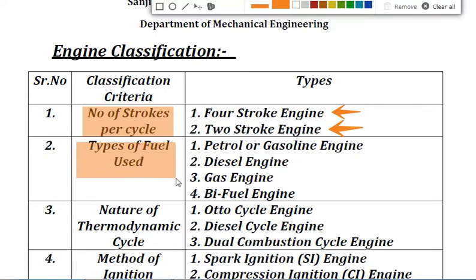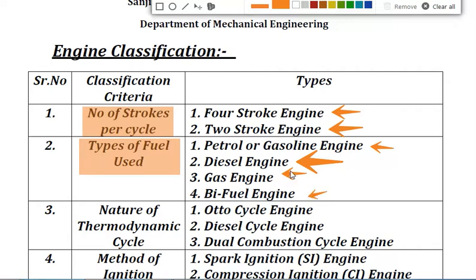Next, type of fuel used. What type of fuel is used in the engine? Basically engines are also classified on the types of fuels. First is the gasoline or petrol engine. Next is the diesel engine. Next, gas engines and biofuel engines.